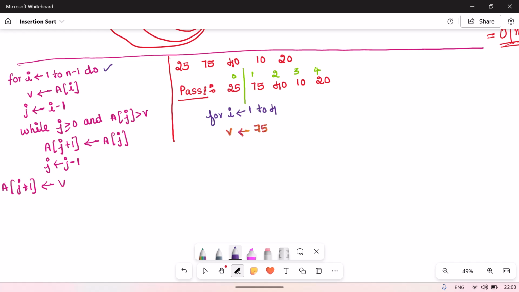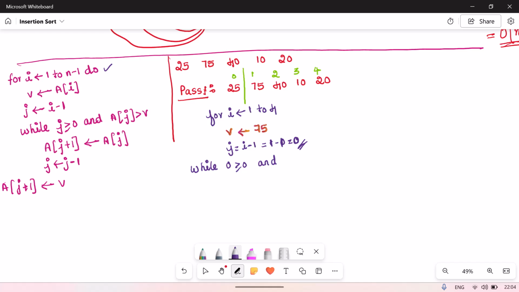Then we want to take the element in the sorted list. So J is equal to I minus 1. I is right now 1. So 1 minus 1, so J becomes 0. Then while J is greater than or equal to 0, what is the value of J we have here? 0. So while 0 is greater than or equal to 0 and A of J is greater than V.